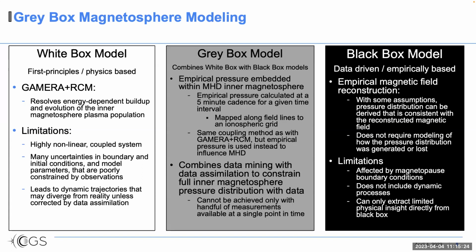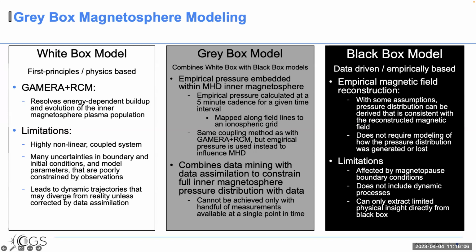So our goal is to combine these two into our gray box model. Specifically, what we're going to do is embed the empirical pressure within the MHD in a magnetosphere. We're going to do this by calculating the empirical pressure at a 5-minute cadence for the given time interval of interest of the simulation that we're going to perform with Gamera. And then that gets mapped onto an ionospheric grid along the empirical field lines so that we can use the same coupling method as usually employed with Gamera and RCM that we outlined earlier. But here instead, we're going to be ingesting the empirical pressure back into MHD.